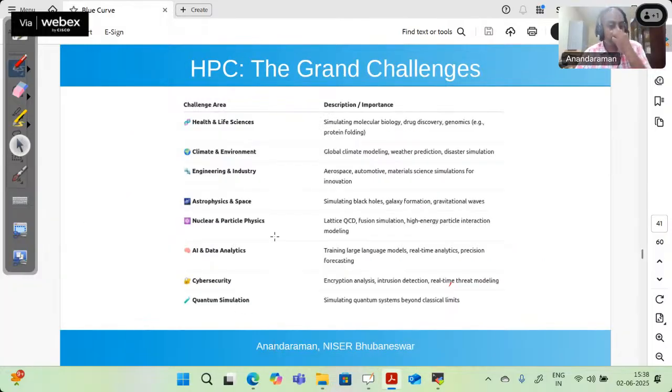So what are the challenges of HPC? I'm not just listing this; there are a lot of fields. Without HPC, science is not there. In physics, you can just prefix the word computation. Chemistry, you can prefix the word computation: computational chemistry, computational biology, computational economics. So everything needs HPC.